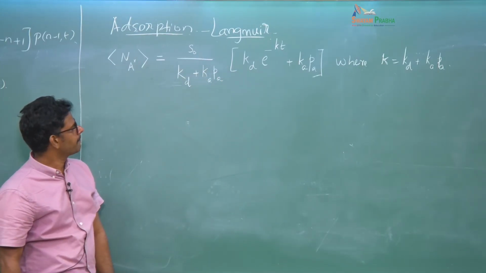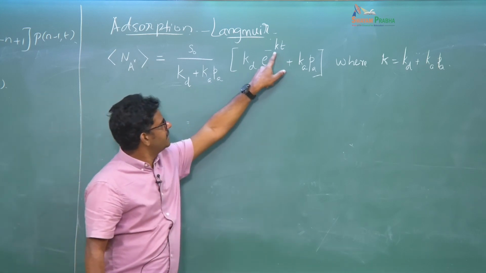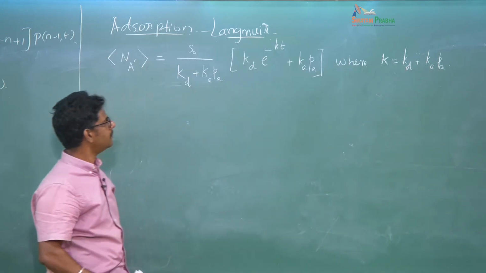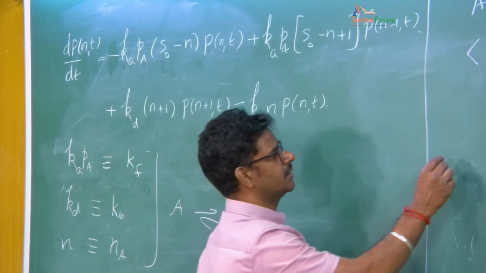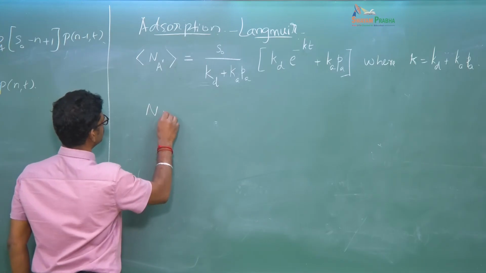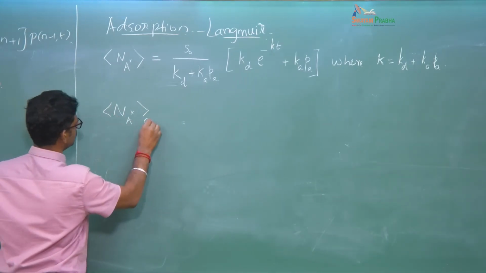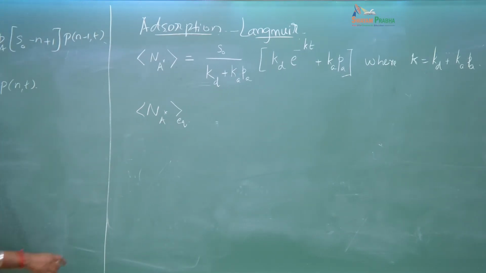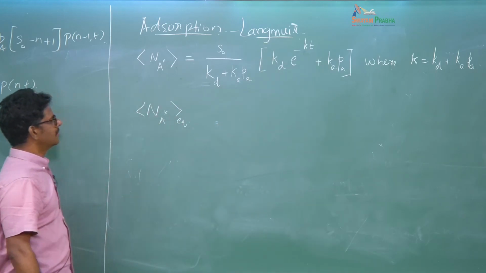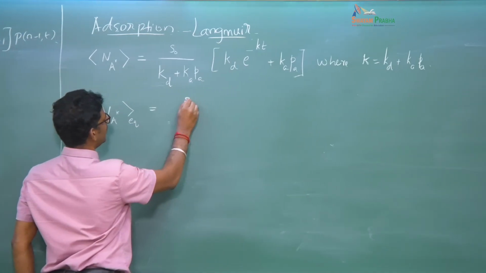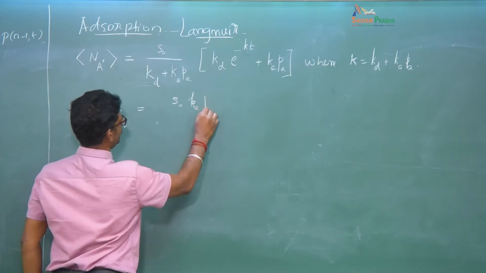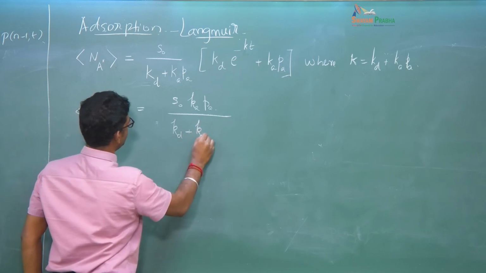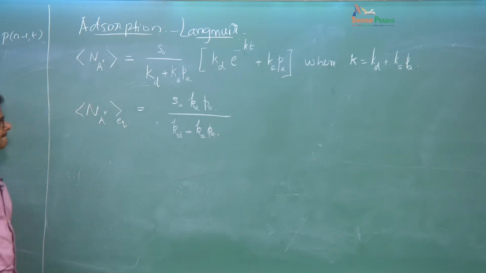And you have this exponent kt. This k is nothing but the addition of the two constants, kd plus kapa. If you are interested in the equilibrium value, you can obtain it by setting time t tending to infinity in this equation. Then this term will vanish, so you will have S naught kapa by kd plus kapa. This is at equilibrium.